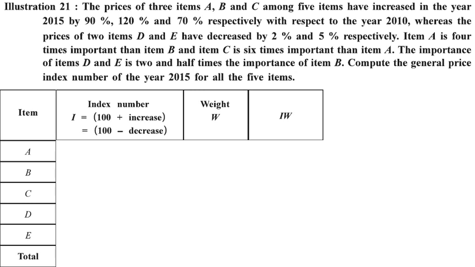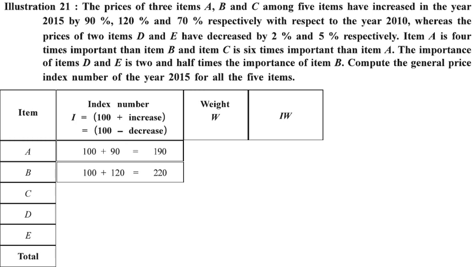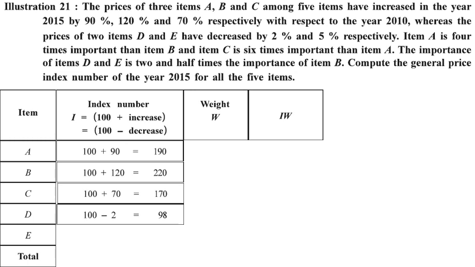Now how to calculate increase and decrease? 90%, that is 100 plus 90, 190. 120%, that is 100 plus 120, that is 220. 70 plus 100, that is 170. 100 minus 2, that is 98, and 100 minus 5, that is 95. That solves the index number problem.